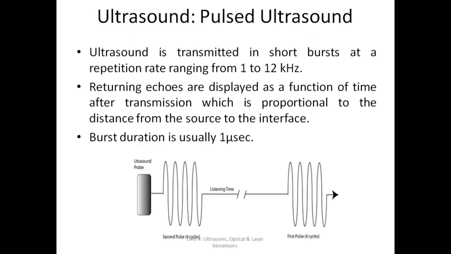Now the first one is pulsed ultrasound. In this, ultrasound is transmitted in short bursts at a repetition rate ranging from 1 to 12 kilohertz. The returning echoes are displayed as a function of time after transmission, which is proportional to the distance from source to the interface. And the burst duration is about 1 microsecond.